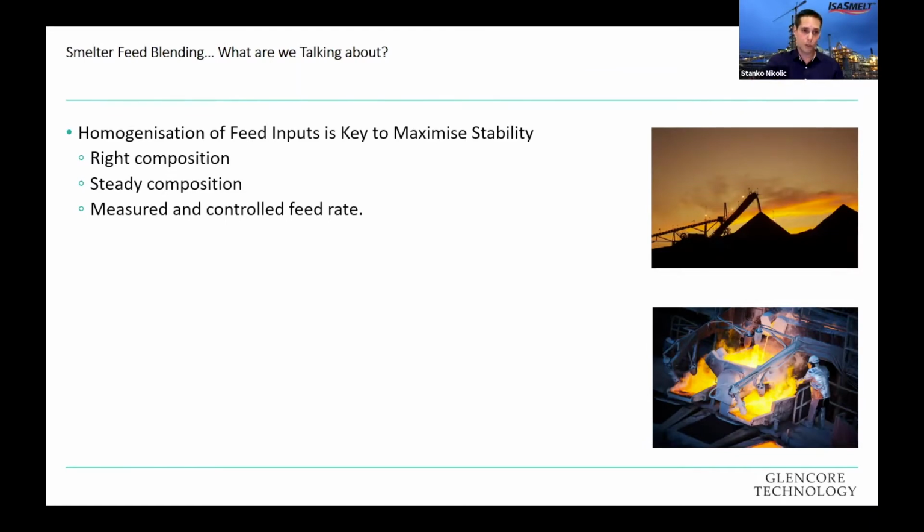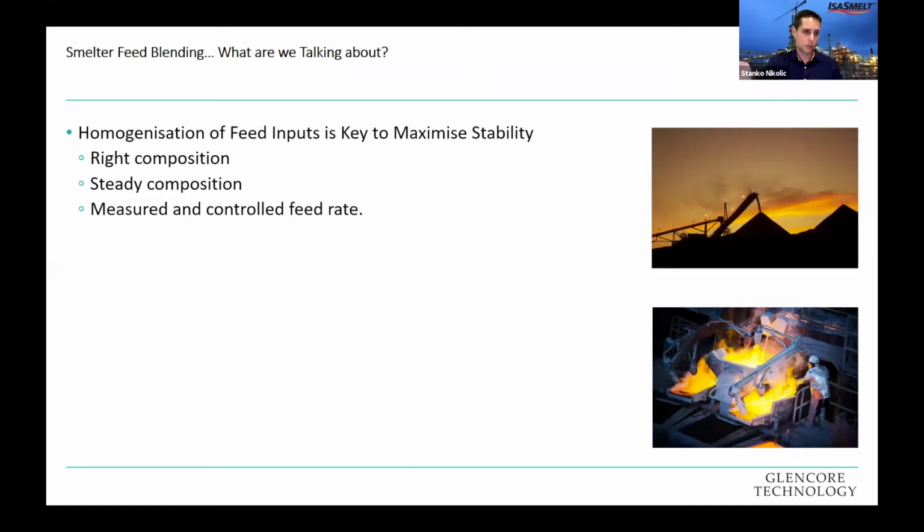When we look at all of them, what is one of the key aspects that is important for making sure that our smelter runs well? Really, homogenization of the feed inputs is one of those key factors to maximize stability within the smelter itself. So when we consider this, we have to know the composition, so that we have the right composition that we're feeding into the furnace. We have to have a steady composition and a measured and controlled rate.